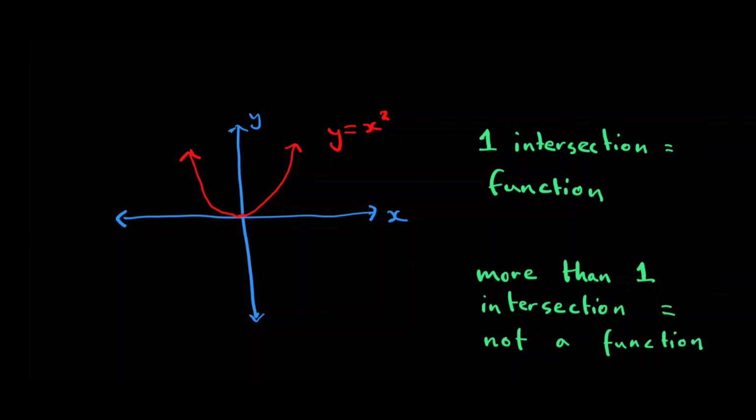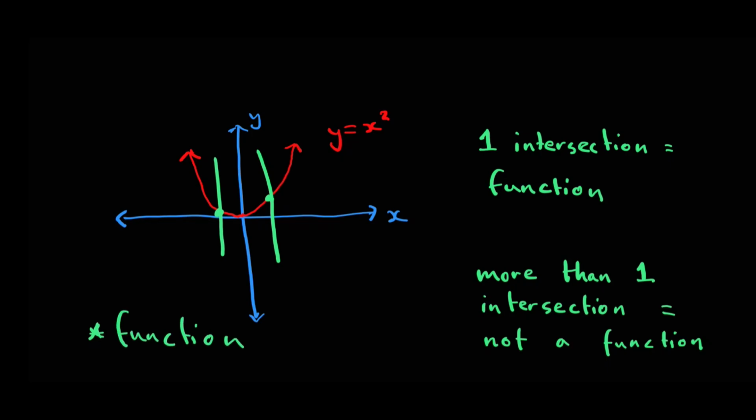So let's try this on y equals x squared. As you can see, when we draw vertical lines through the graph, no matter where we draw them, all of them only have one intersection. So that means that y equals x squared is a function.